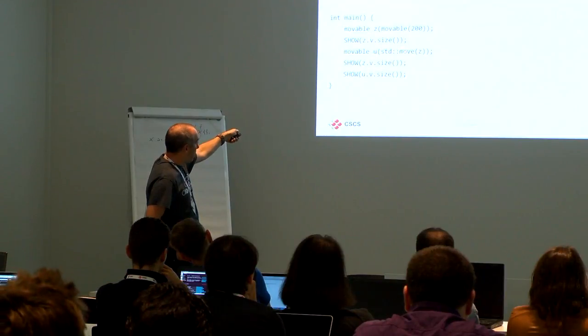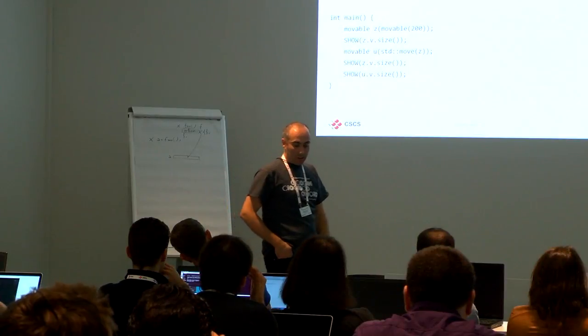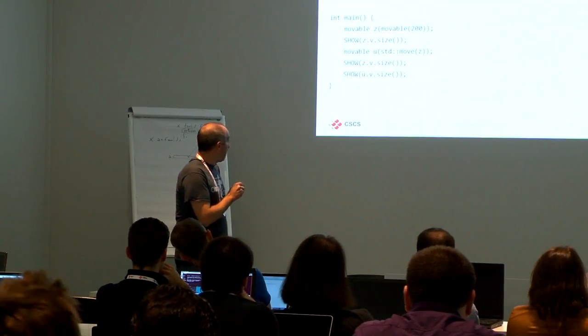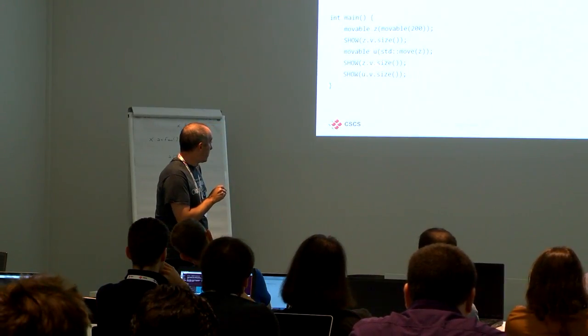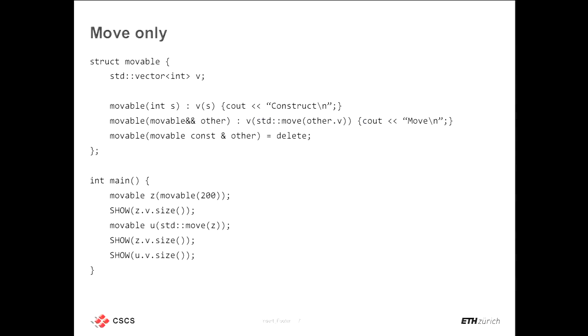I move Z into U, and now what I expect in the output is that this size will be 200, this size will be 0 now because I moved Z away, and now U's size should be 200. Notice I put printf, like our output, inside my constructors because I want to check what happens in here. And now the output that I got from this code is the following. So is there something wrong with this output?